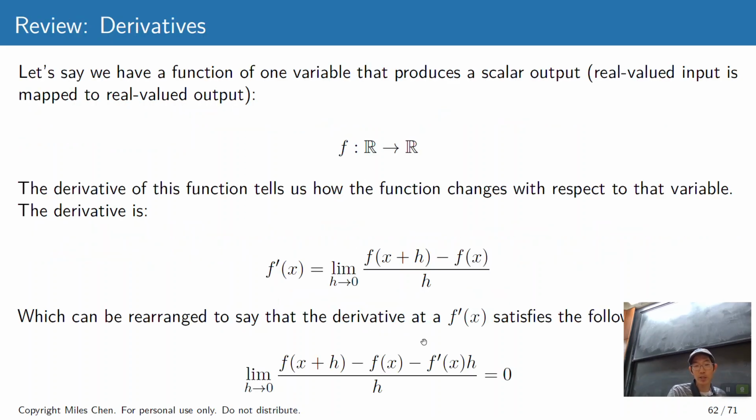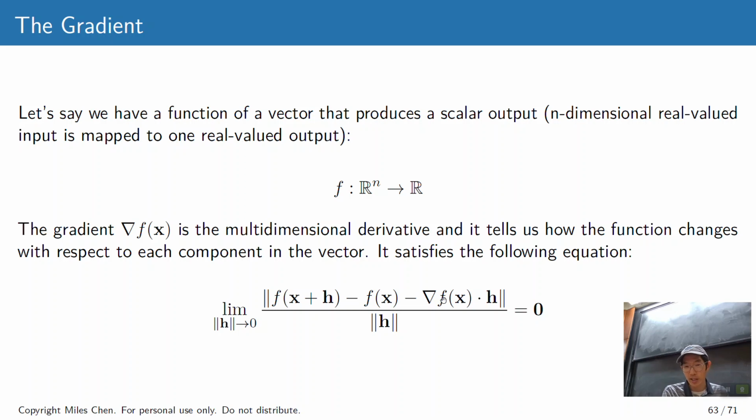We don't call it f prime; we call it nabla f. This upside-down triangle is not delta, it's called nabla. It stands for our multi-dimensional derivative, or what we would call the gradient in this space.